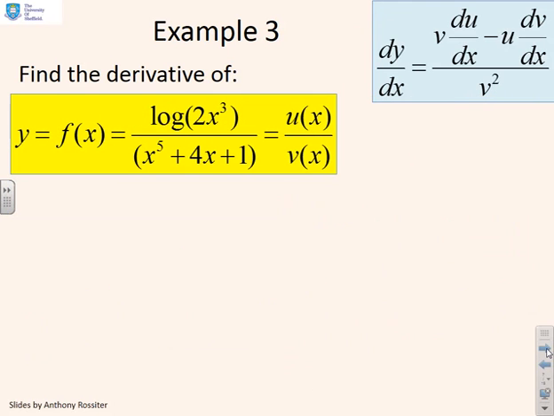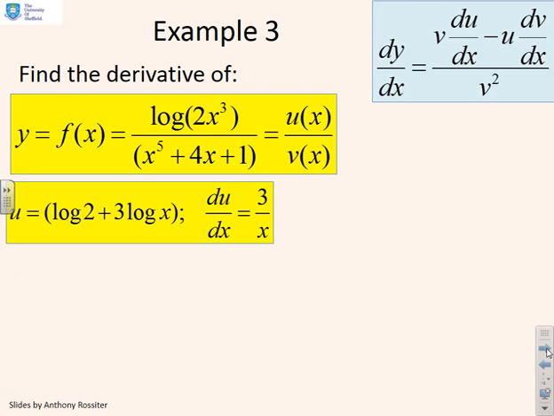Example 3. Find the derivative of y equals log of 2x cubed over x to the 5 plus 4x plus 1. By now, you'll see what the technique is. First, we define u, but what I've done here is I've said, look, I can simplify this u using the powers of logs, or the rules of logs. So log of 2x cubed is log 2 plus 3 log x. And the advantage of doing that is the derivative is now much more obvious.